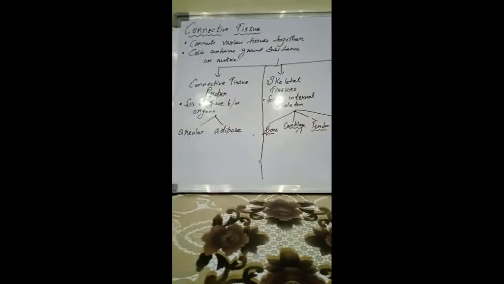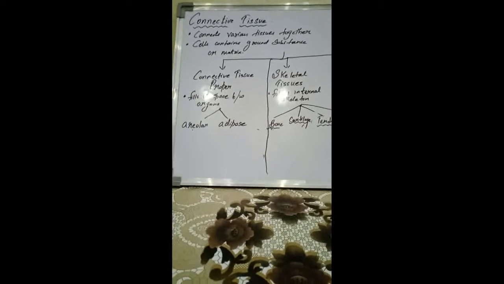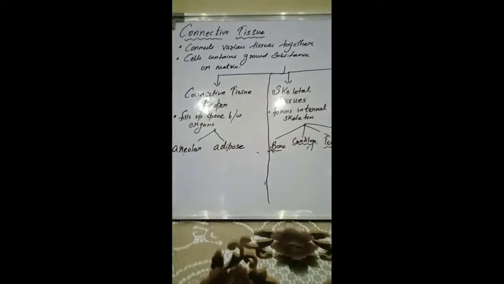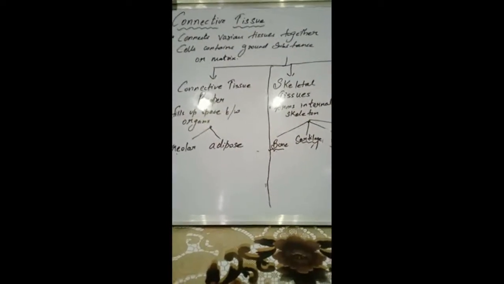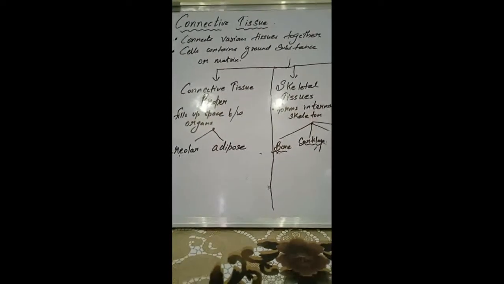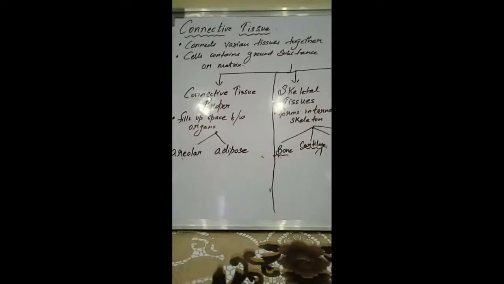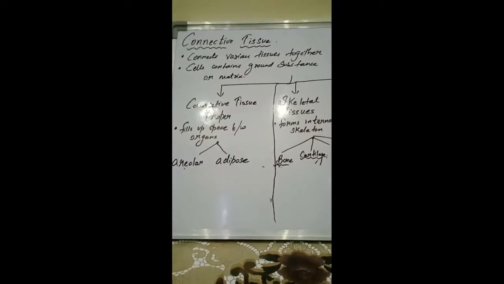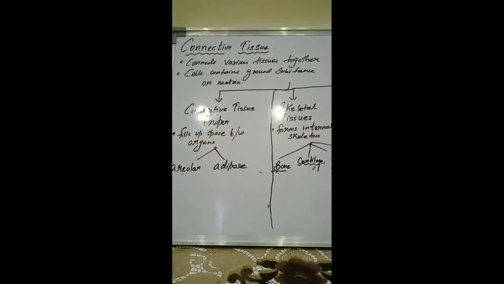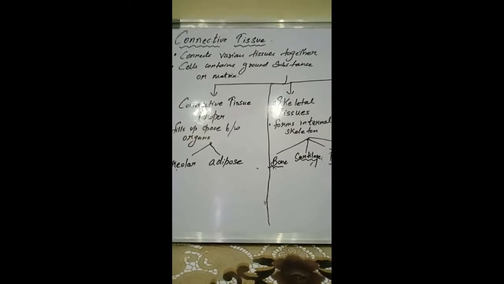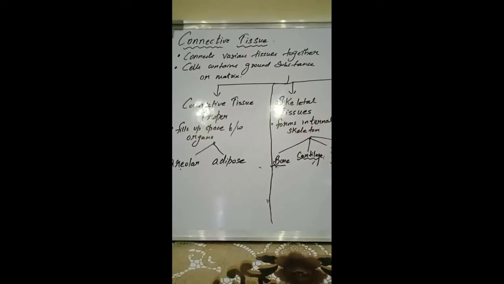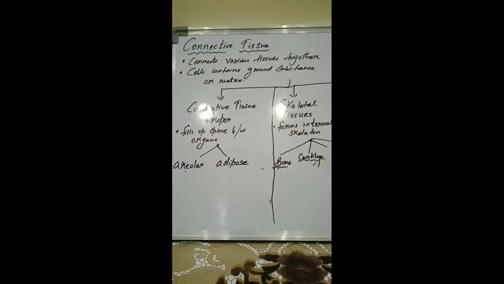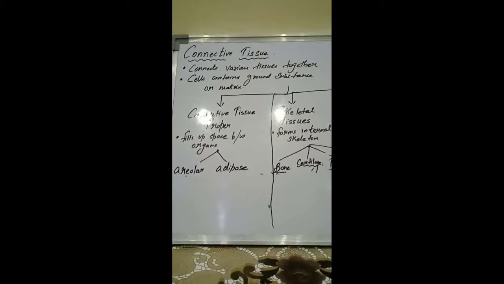Now the next tissue is your connective tissue. What is the function of connective tissue? It connects the various tissues together. It is helpful in connecting the various tissues or the various organs together. The second important point to remember about connective tissue is that the cells of the connective tissue contain some intercellular substance, that is known as ground substance or matrix. This is a question that can be asked.